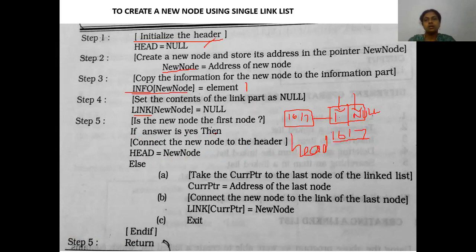In case the answer is not true, if it's not a first node, it would have gone to the else part. Here it is the first node, so we have linked it. In case it is not, then they are telling, take the current pointer to the last node of the linked list. Anyway, the algorithm is to create the first node, and after that check. Then what you need to do is keep on checking where it has null. So in this example, if I want to insert, what they are telling is, check the node for which the address is null. So this node is the one whose address is null.